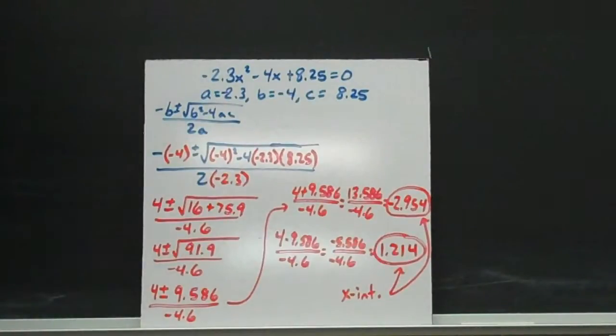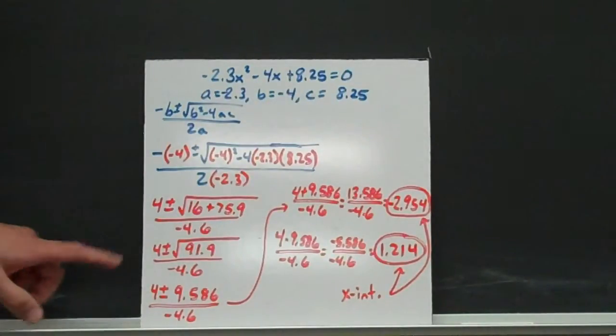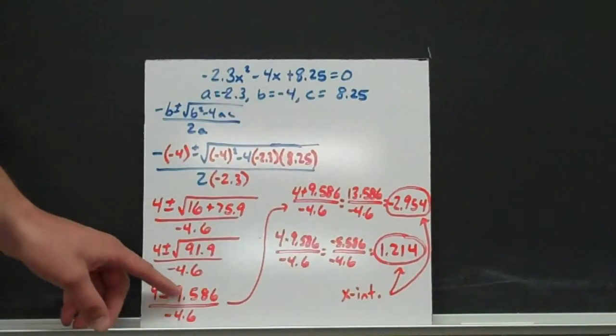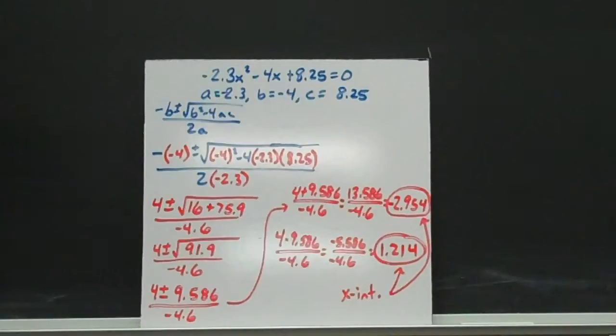Now we want to combine what we have underneath the square root. 16 plus 75.9 is 91.9. Now we need to take the square root of 91.9. This is where you're going to need a calculator. You should know that it's going to be between 9 and 10, because 9 squared is 81, 10 squared is 100. So it's going to be between 9 and 10. And when we use our calculator, we get 9.586. Okay? That's rounded to 3 decimal places.